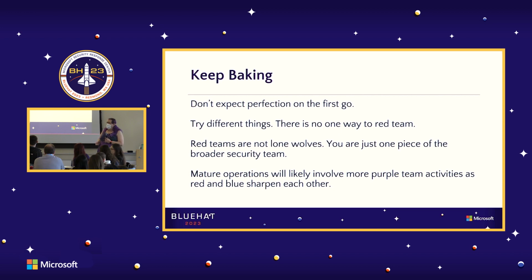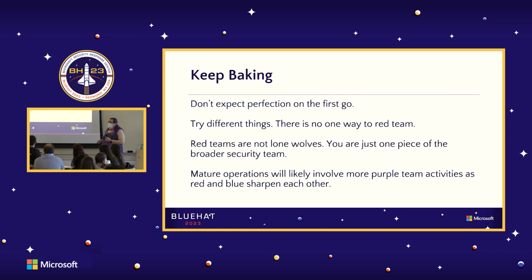You're not going to be perfect on your first go. This is an iterative process like everything. You need to learn what you did and keep moving. There's no one way to red team. Try different things. Find out what works for your organization. That's going to be different at a small company than it is at a huge company like Microsoft that has multiple red teams, each focusing on a different area.